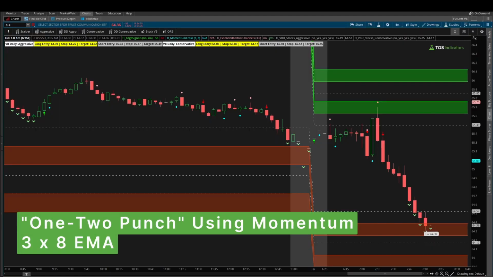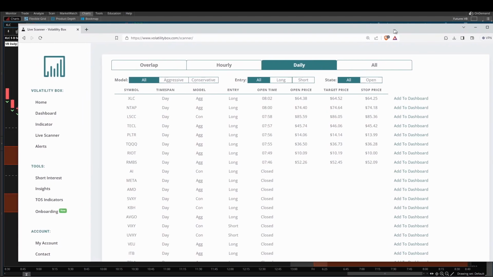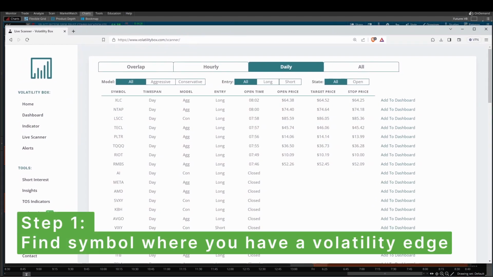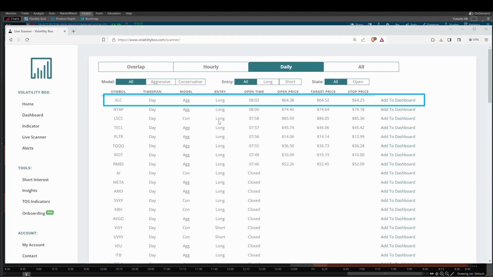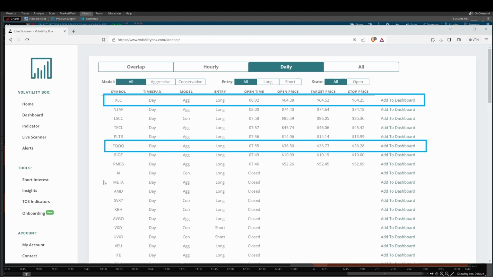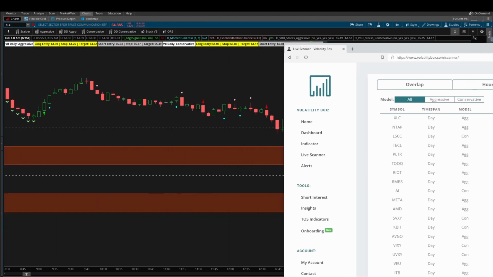In today's video, I'm going to show you a simple 1-2 punch combo that you can use to find momentum setups. First, let's start by picking a symbol where we're likely to see this triggering. XLC looks like a likely candidate. It's just triggered on our stock volatility box live scanner. Some other noteworthy candidates: TQQQ, and also Meta and AMD. So very clearly we have a volatility edge in some of the tech stocks right now.